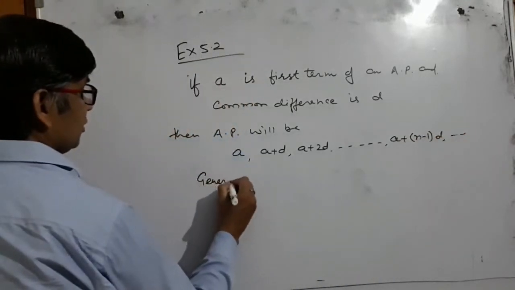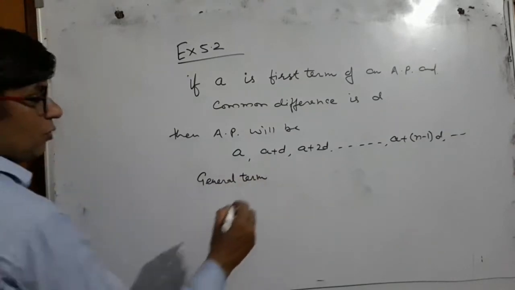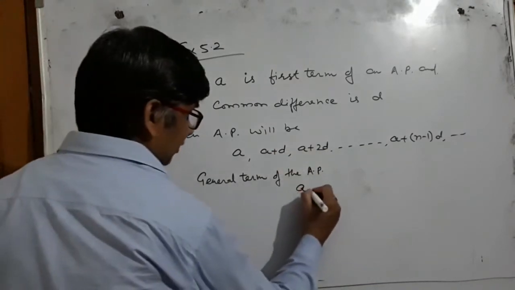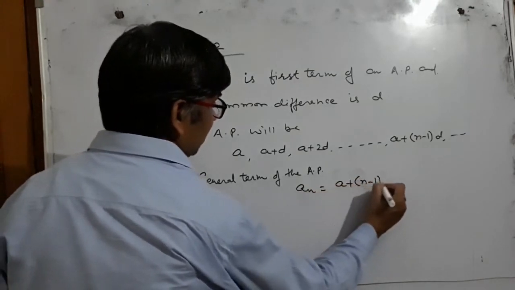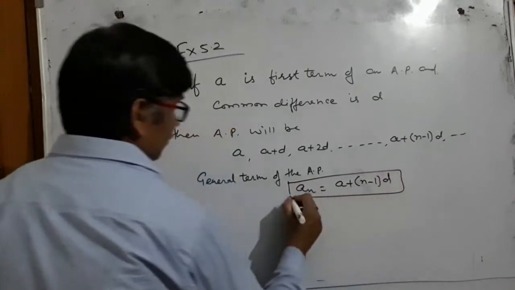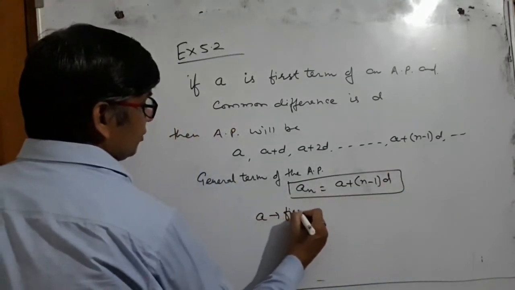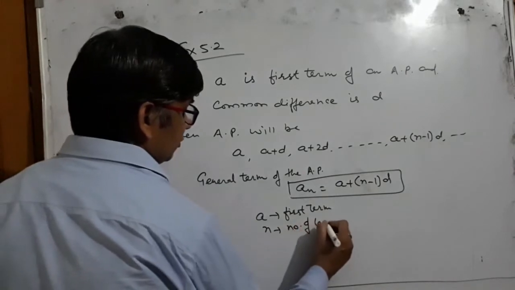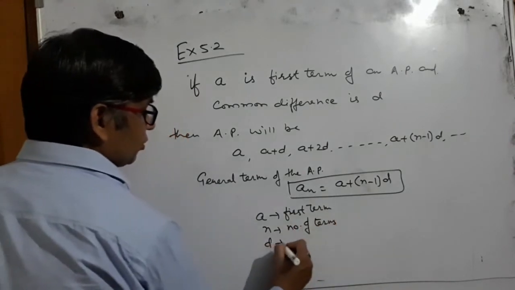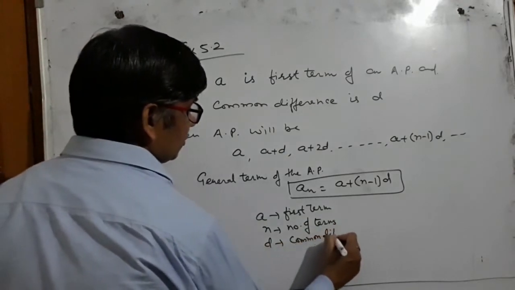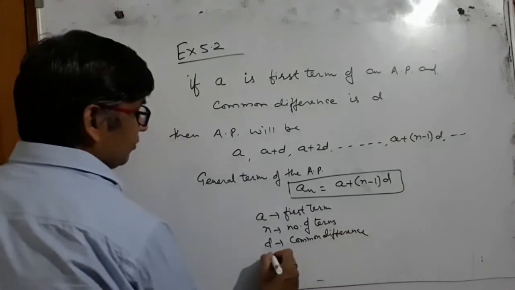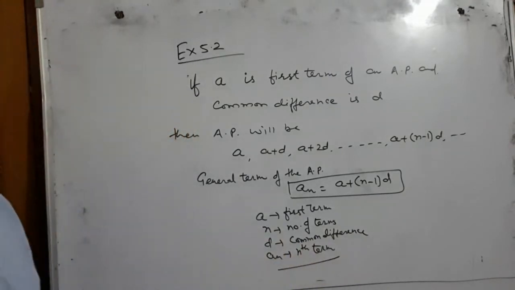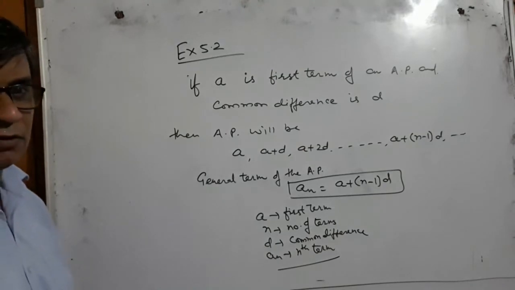Means general term, we can say general term of the AP is represented by an equals to A plus n minus 1 into D, where A is the first term, n is the number of terms, D is the common difference, and an is the nth term. Clear?